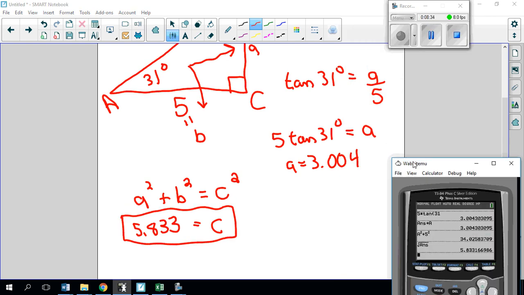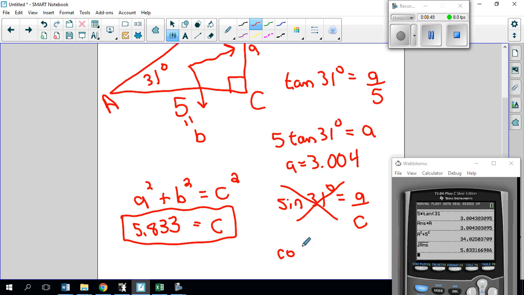I would be inclined to go sine of 31 equals A over C. Cancel that. Cosine, as stated above, is adjacent over hypotenuse, so 5 over C.